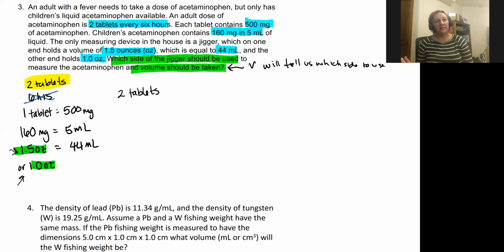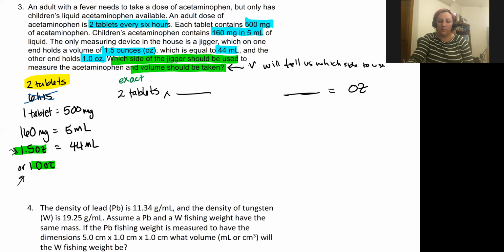And is 2 tablets an exact number or an inexact number, right? I'm going to measure out 2 tablets by picking them up with my hands, but the 2 tablets are, I count them, right? There's no way to estimate when I'm counting 2 tablets out, like, oh, maybe I accidentally counted 2.1, because they come as whole tablets. So this is really an exact number because it's a counting number. But we'll come back to that. So we're starting with 2 tablets and we're trying to get to ounces. So that way we could decide which side of this jigger to use.